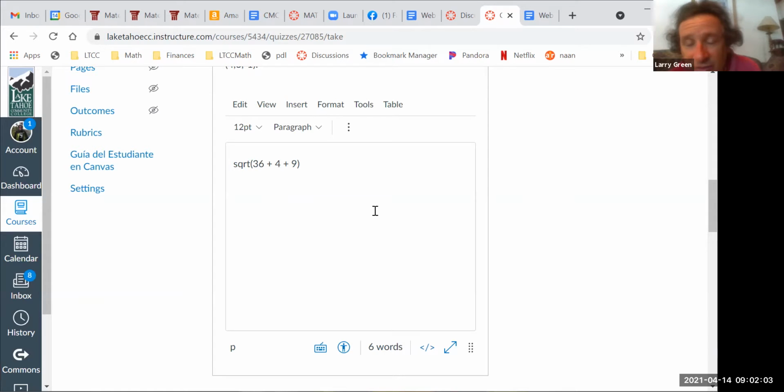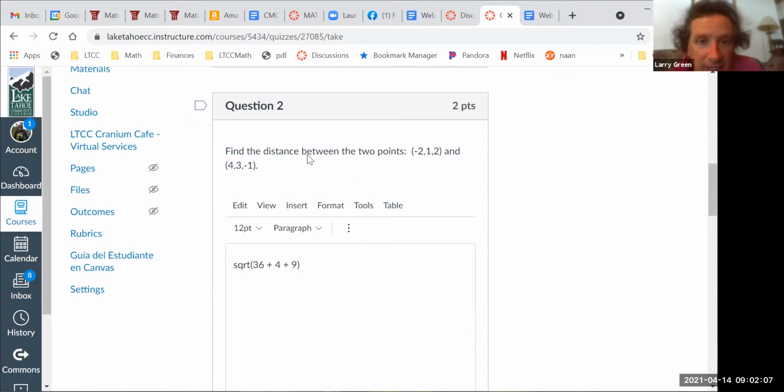So was the last one 1 squared? Let's see. Negative 1 minus 2 is negative 3. And it's negative 3 squared, which is 9. Does that make sense?